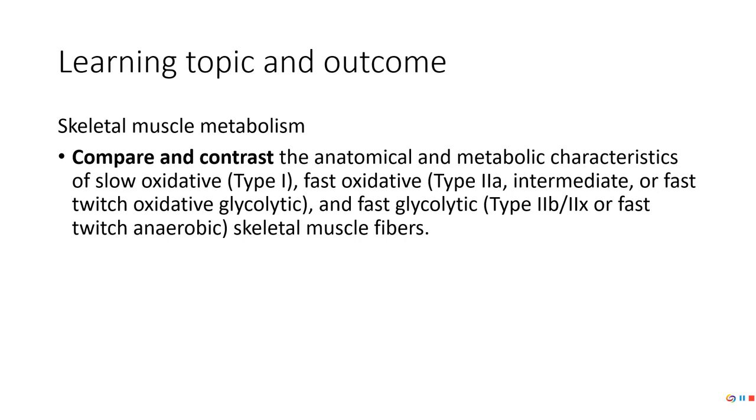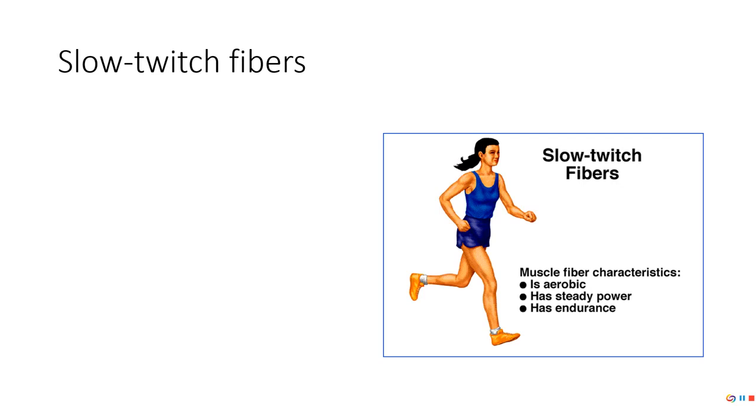we're going to do. However, as we go through this, we're going to talk about slow and we're going to talk about fast, because there's one that's intermediate that's kind of a combination of both. So we're going to start by talking about slow twitch fibers.